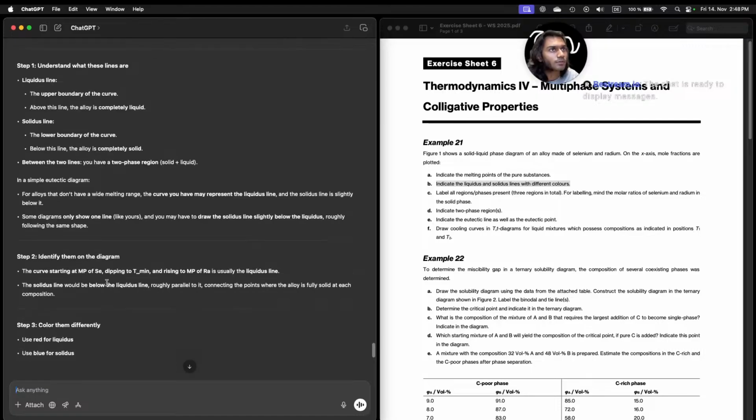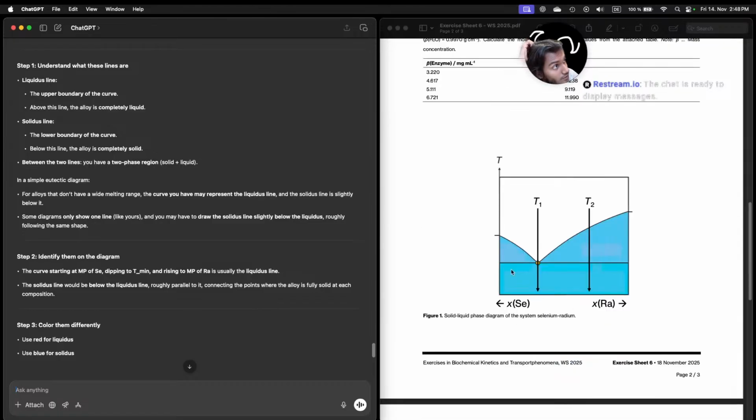The curve starting from the melting point of selenium, dipping to T minimum, rising is usually the liquidus line. Solidus line would be below the liquidus line, roughly parallel to it, connecting the points where alloys. Okay, well, yeah, I do have a line. I think that's the solidus line. This is the liquidus line.